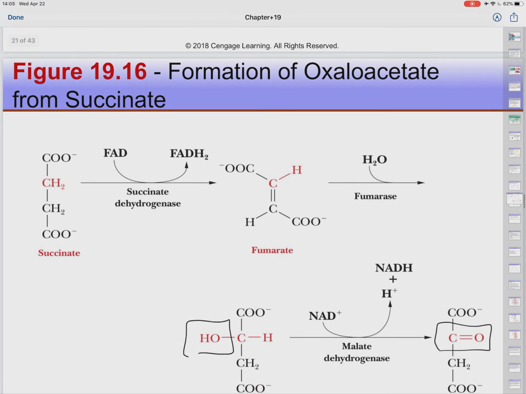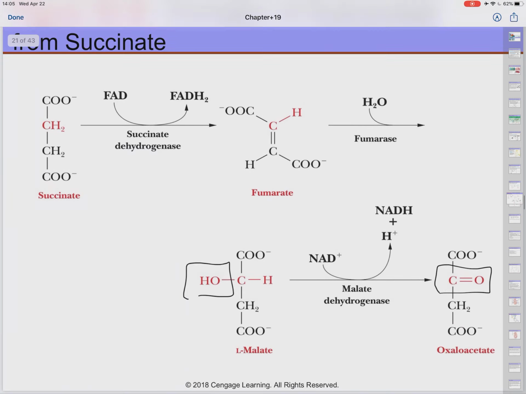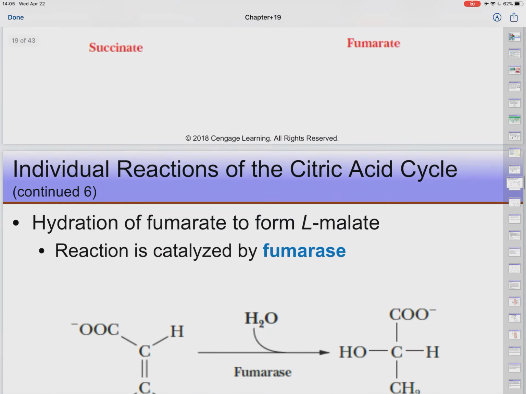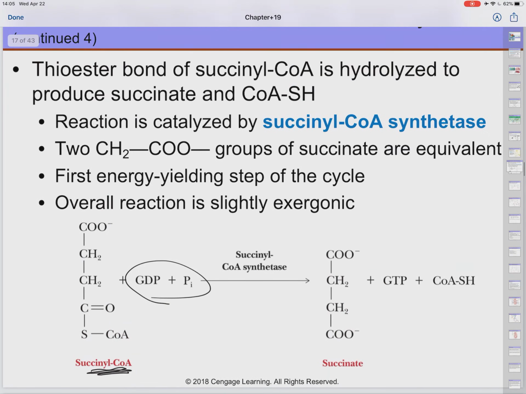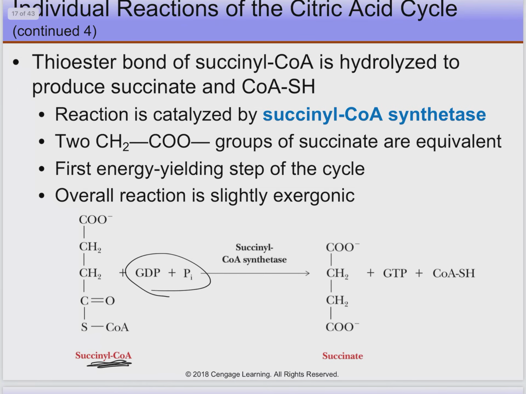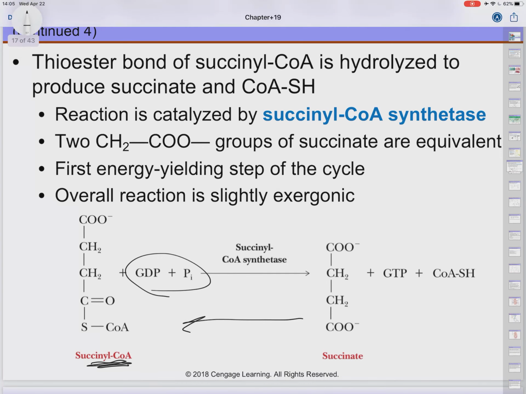And I think there was a reaction that we just saw that was done by a synthase. I'm sorry, by a synthetase. Yeah, here we go. So this was done by a synthetase. Now, that's named for the backwards reaction. It's named for this one, for succinate into succinyl-CoA.